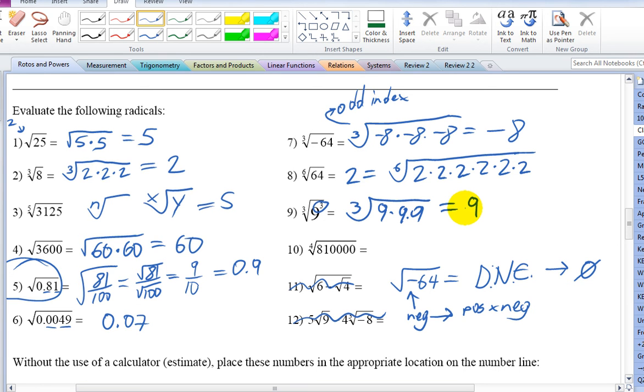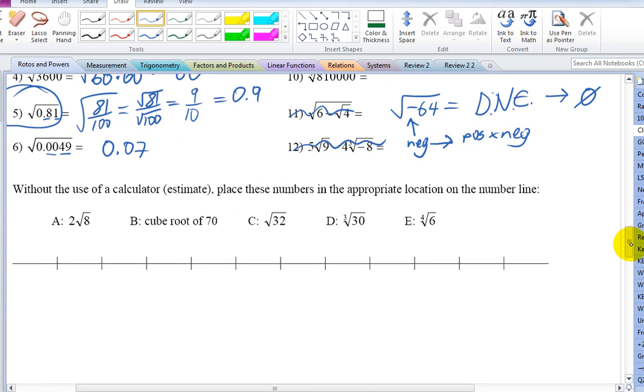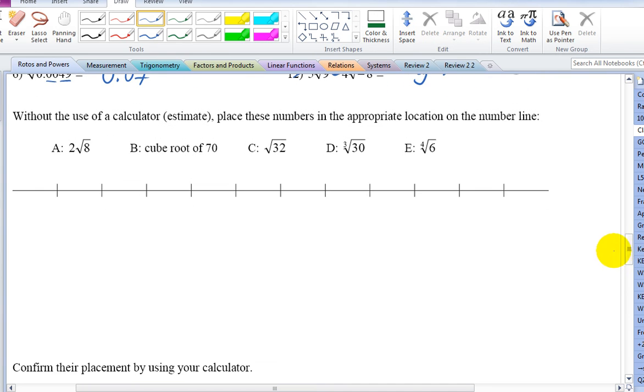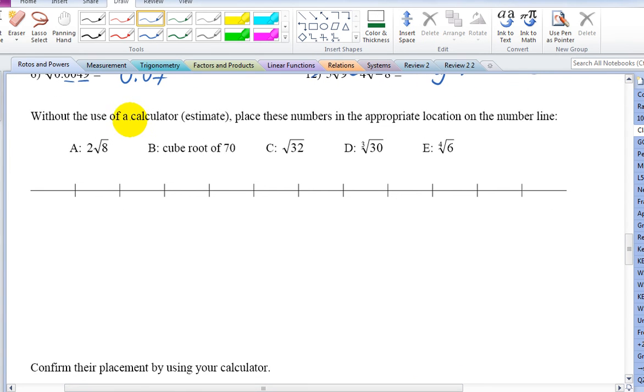Next part, this you need to know. You have to be able to calculate without a calculator. So it's called estimation. Okay. So first of all, 2 root 8. What does that equal as a square root? How do you bring the 2 inside?